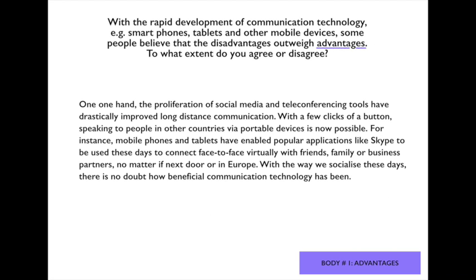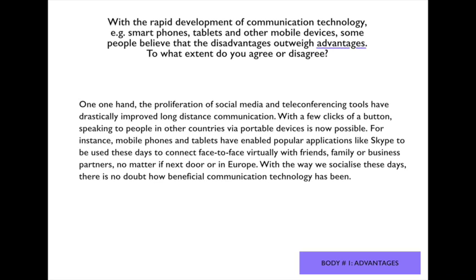Okay, so if we look at the entire paragraph without all that fluff, this is what we have. Oh, it says "one hand." It's supposed to say "on one hand." Sorry guys. "On one hand, the proliferation of social media and teleconferencing tools have drastically improved long-distance communication.